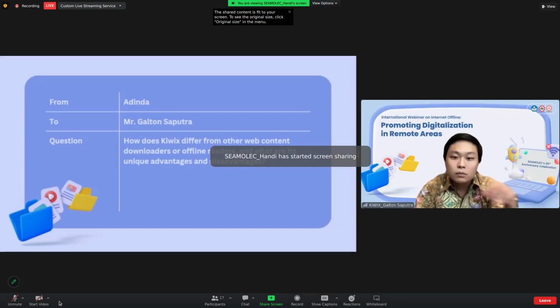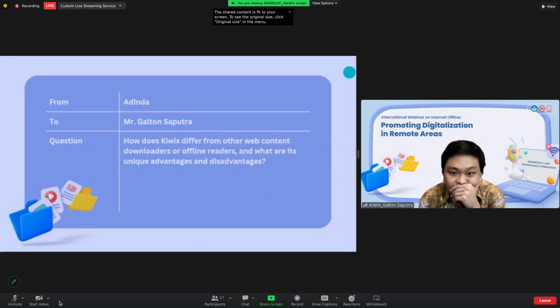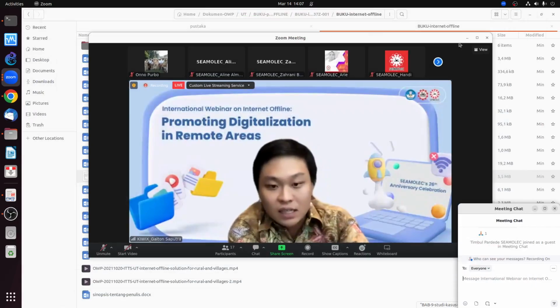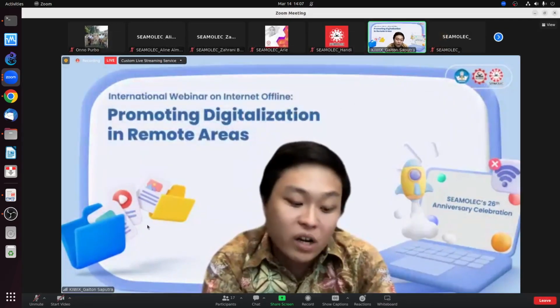How does Kiwix differ from the other web content downloader or offline reader? And what are its unique advantages and disadvantages? Please, sir. Okay, I'll split this question into two sub-questions. I'll first start answering essentially how we are different.